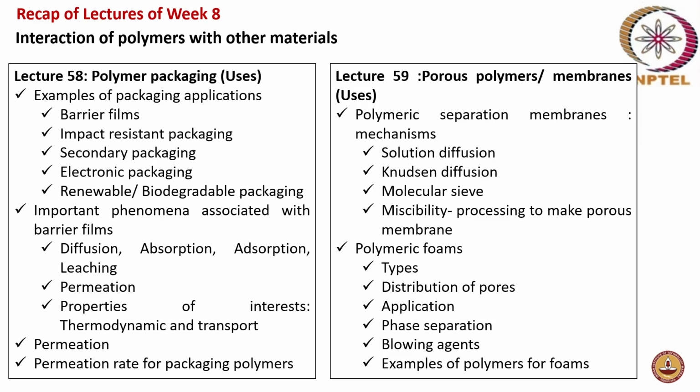And then the next discussion was on polymeric foams. What are the different types of polymeric foams? There are open cell foams and closed cell foams, and how the pores are distributed in these polymers, whether they have a uniform or non-uniform distribution. And how do you create these pores? This can be through physical means, where gas is blown along with the polymers as a blowing agent, or there can be a chemical reaction which induces formation of gas molecules, and that creates pores when they come out. And some examples of polymers where foams are used.